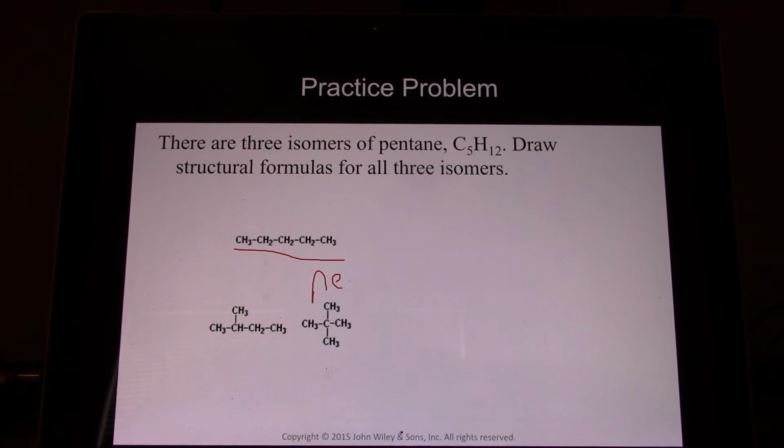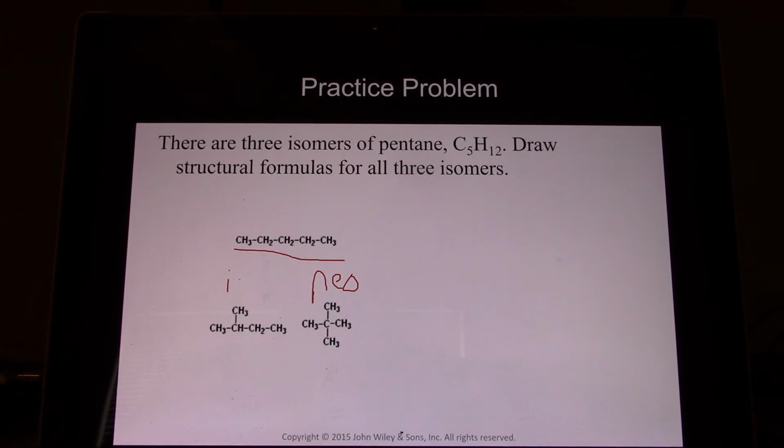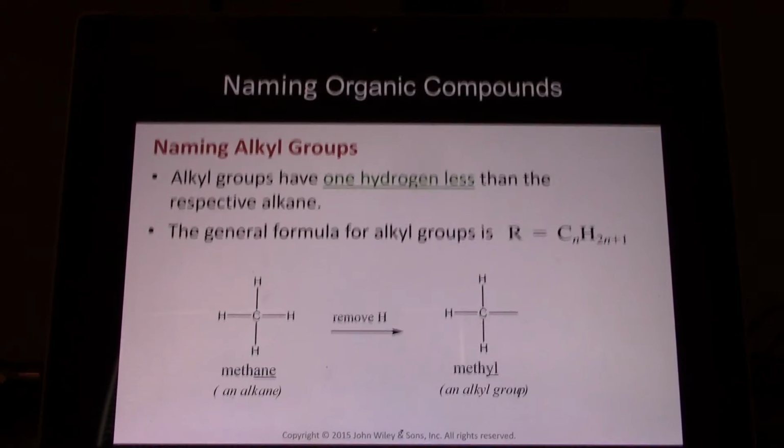But chemists soon realized that as the molecules got bigger, they could have more and more and more isomers. And so this system of having little nicknames didn't work. And we needed a system for naming that could be used for lots and lots and lots of isomers.